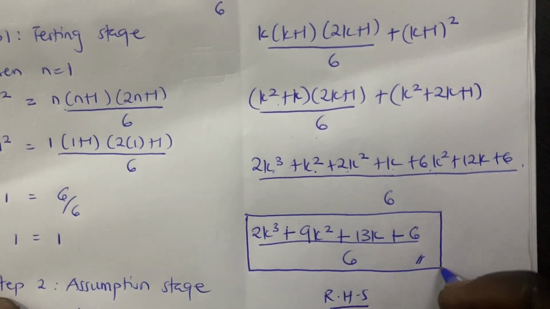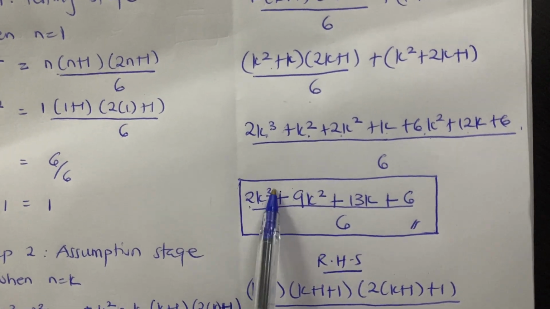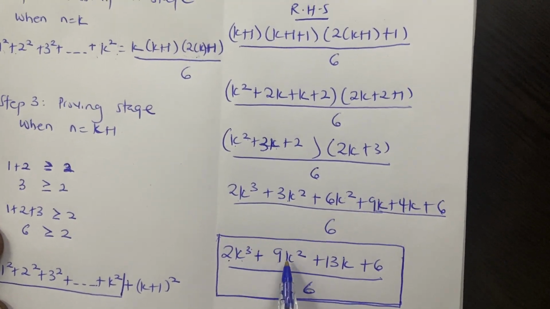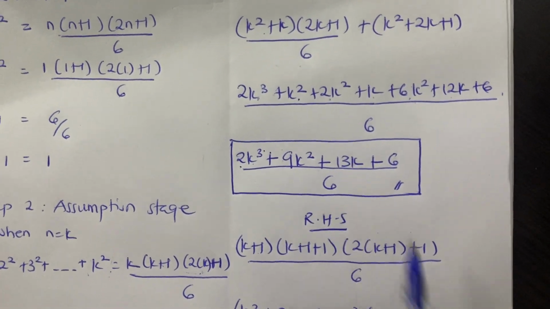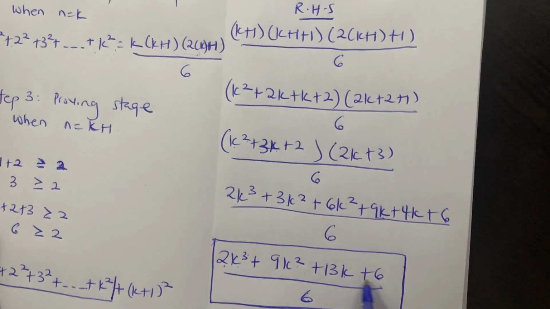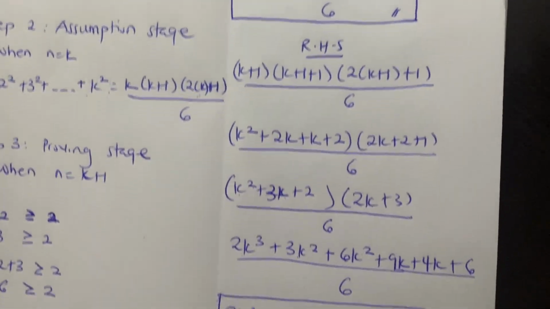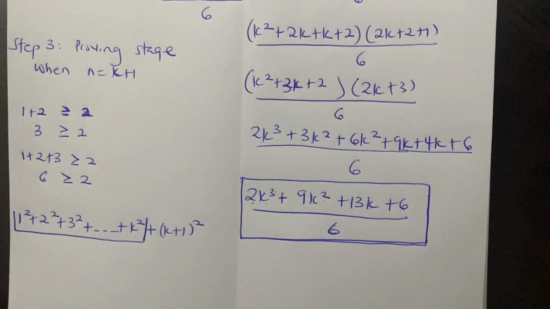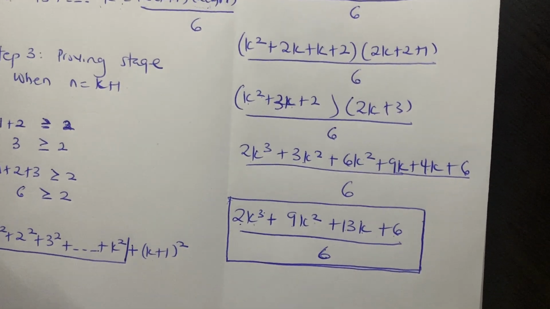So we can just compare. So for the values of k cubed, we had 2k cubed here, we had 2k cubed. For the squared, we have 9k squared here, we have 9k squared here, we have 13k, we have 13k, we have plus 6, and we have plus 6, and obviously they are all divided by 6. So this is what we have for this particular question. So we've been able to prove that what we have on the left hand side is equal to what we are getting on the right hand side, right?